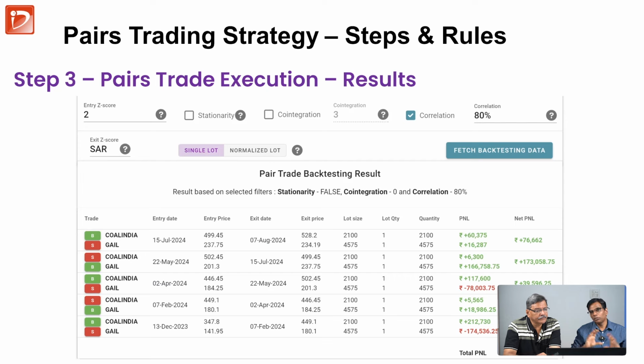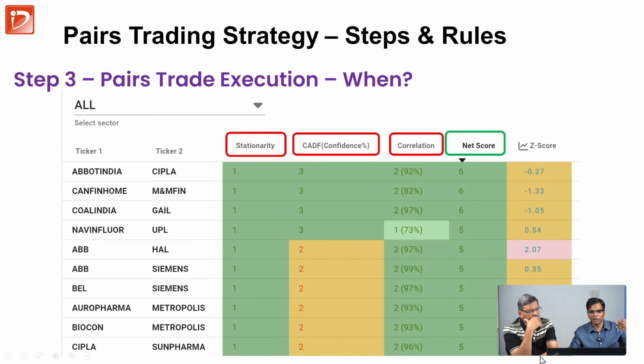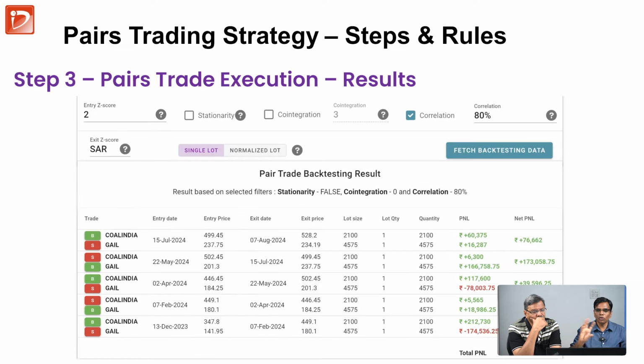Now, as a bonus, we have also provided a backtest for the given pair. This is something amazing. What it does is it looks at that pair. This is the top pair, I think one of the top pairs we got: Coal India and GAIL. Here I only used 80% correlation, just correlation.